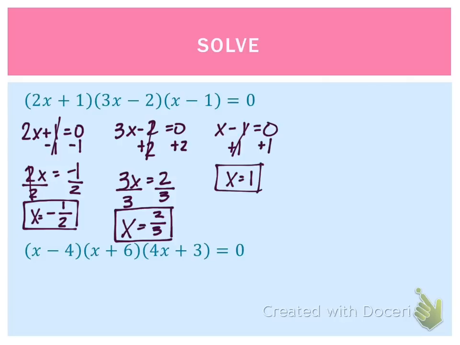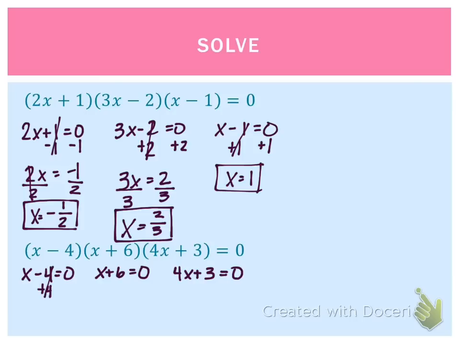So on this next equation, I'm going to do the exact same thing. Set them all equal to 0. X minus 4 equals 0. X plus 6 equals 0. And 4x plus 3 equals 0. Again, it's okay if you get fractions. Doesn't mean you've done something wrong, okay? You solved the equation. It's okay to get a fraction as your answer.